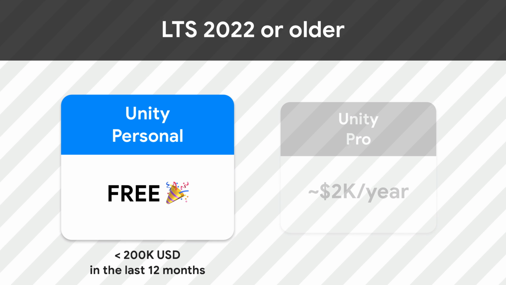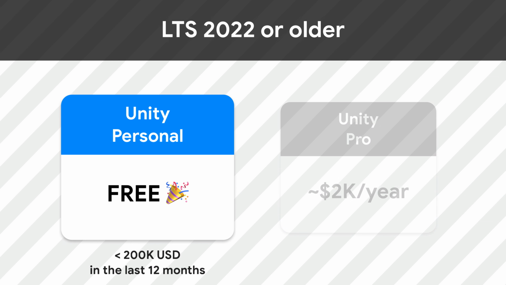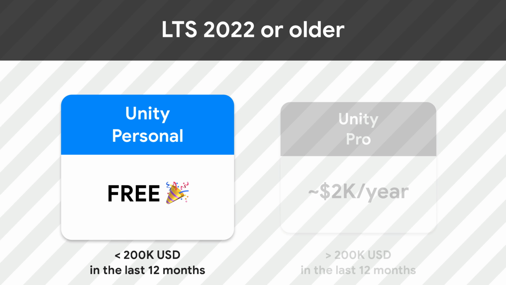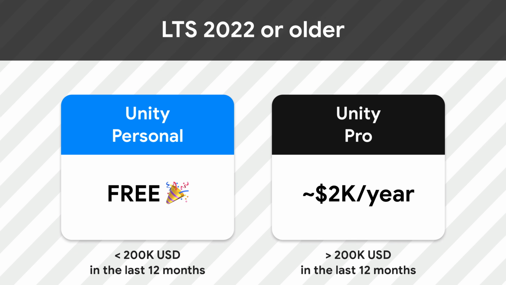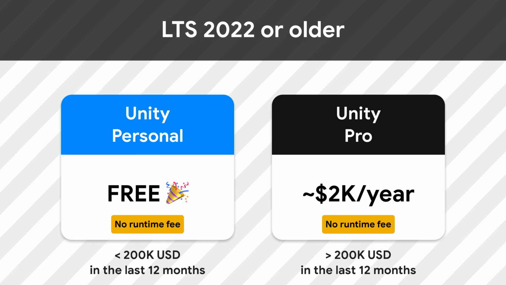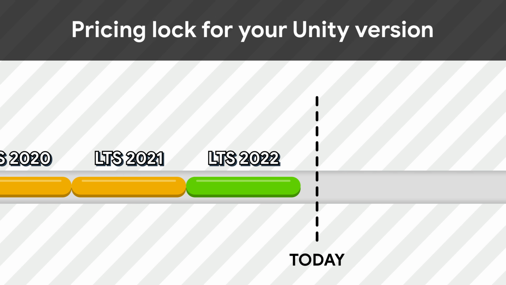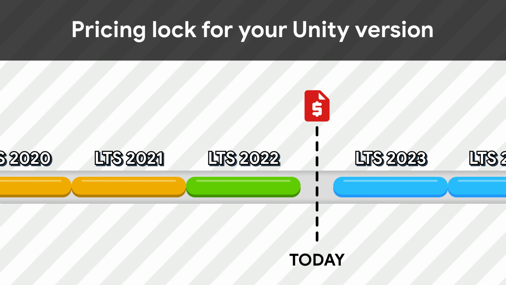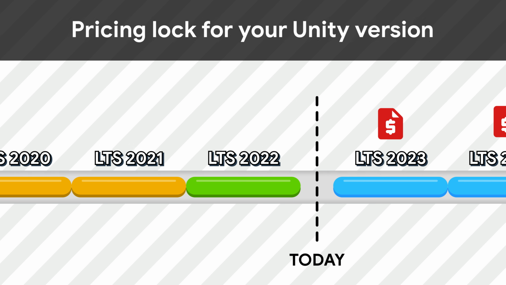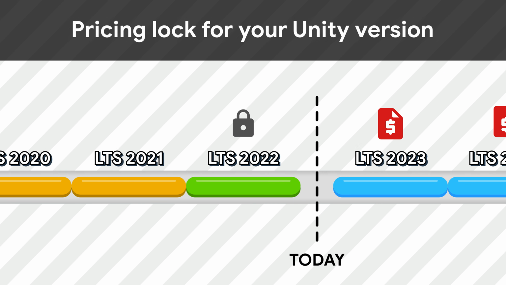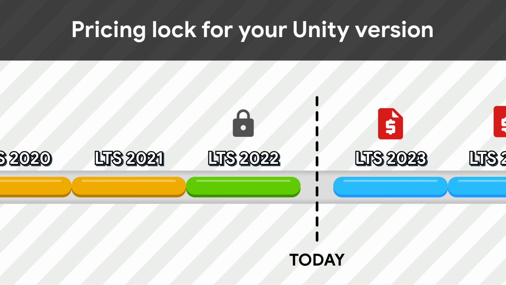Unity is totally free until $200,000 revenue in the last 12 months, and if you cross it, you only need to upgrade to a Unity Pro subscription. Also, you don't need to pay any runtime fee. Unity also says that any future pricing changes will be applied only to new Unity versions, and as long as you stay with the older version, you keep the old pricing.